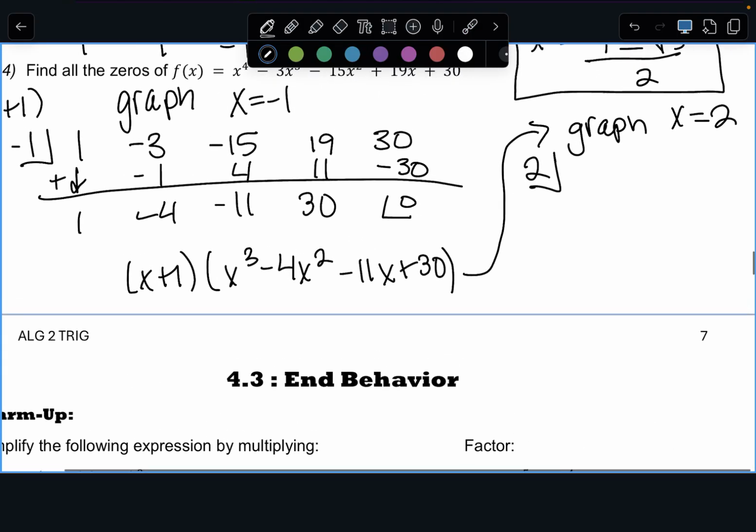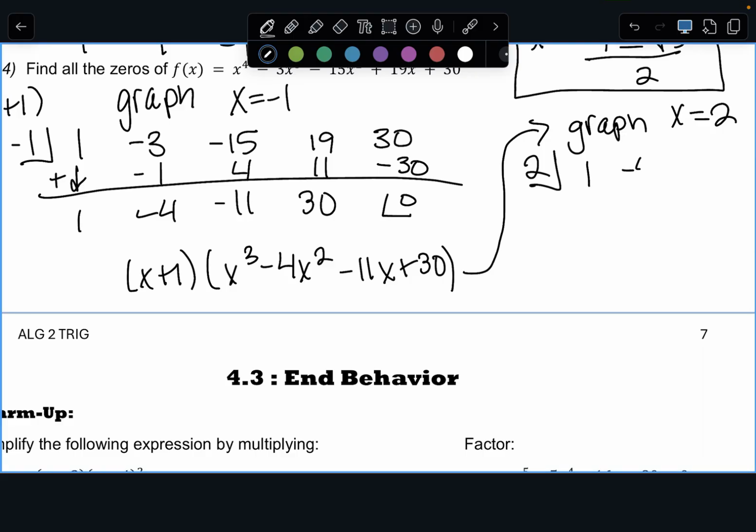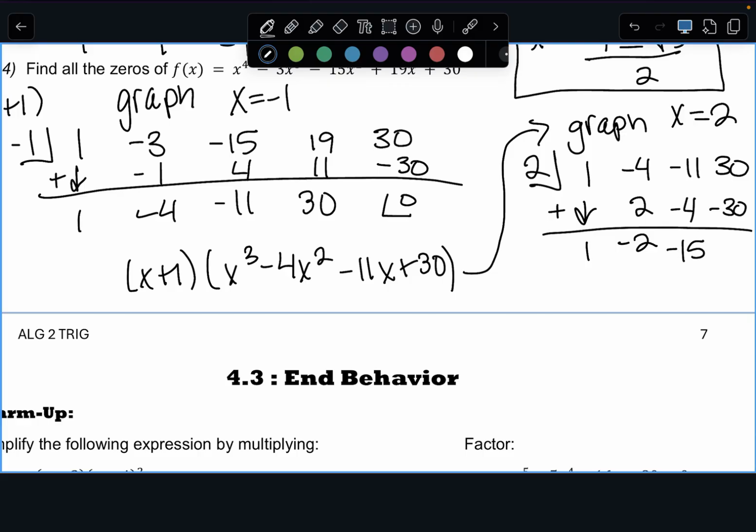So if I fill out my coefficients, that is 1, -4, -11, and 30. I drop the 1. Times 2 is 2. Minus 4 is -2. Times 2, -4. Minus 11, -15. Then -30. And we get our 0 remainder.